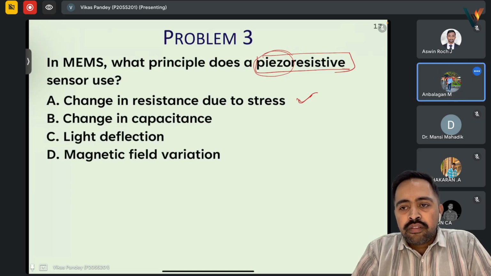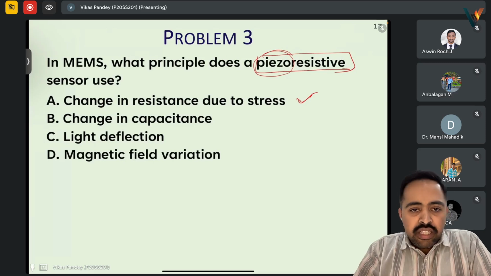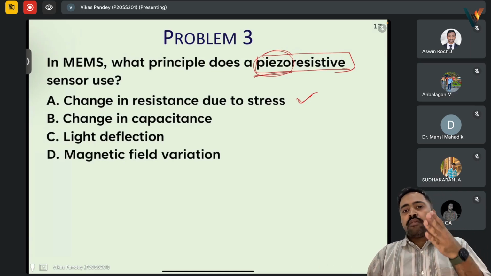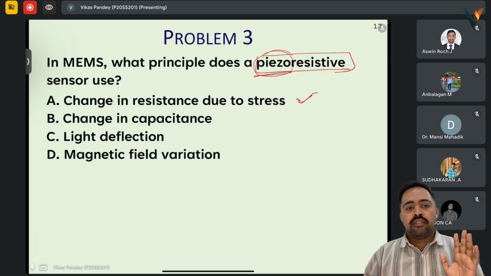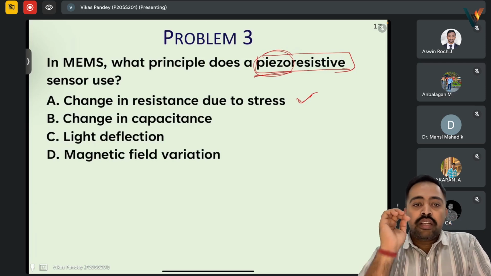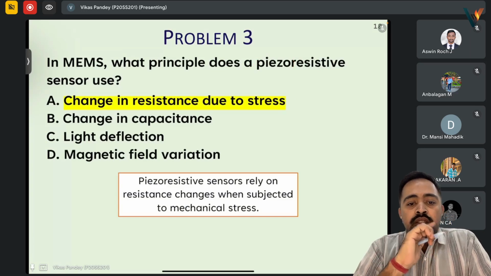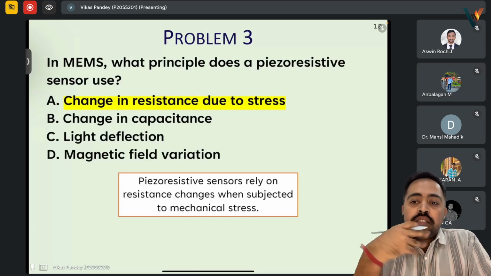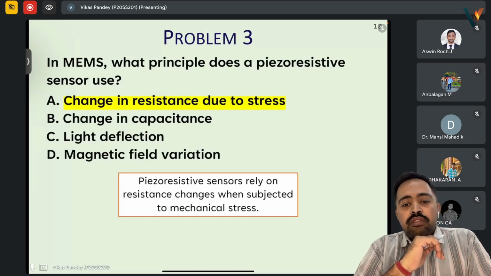Option A, sir. That is change in resistance due to stress. So, when we talk about piezo, that means something that responds to stress. So it is the change in resistance due to stress. And implying this, there are sensors that are called piezoresistive sensors.